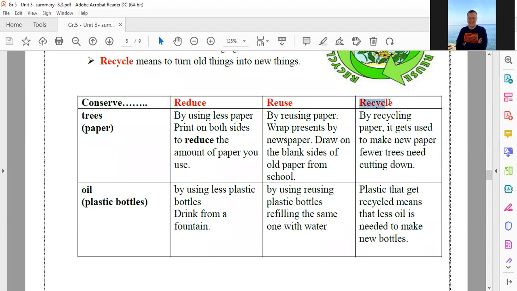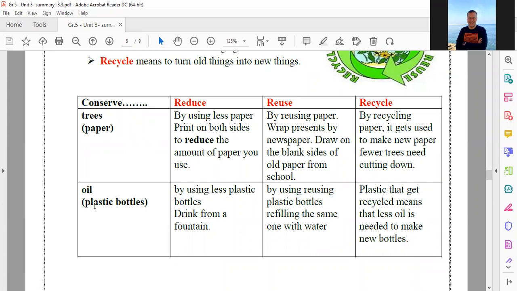What about recycling? Recycling paper gets it used to make new paper. Fewer trees need cutting down. So when we recycle the old papers, we help in producing new papers from the old ones. In this case, fewer trees need to be cut down for producing paper.